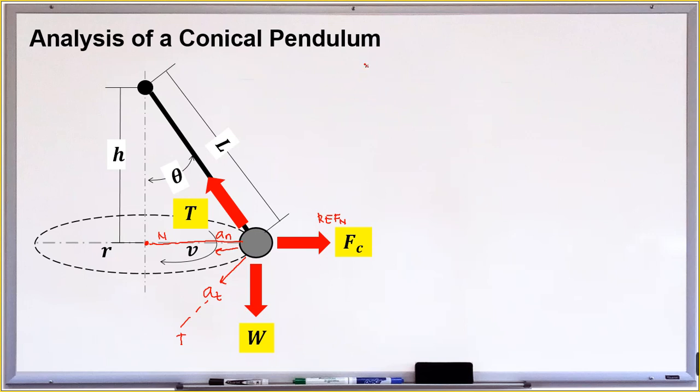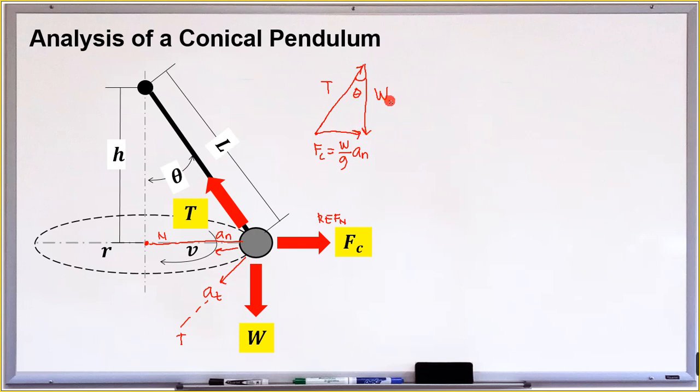So, we have the weight, then we have the tension, and then we have the centrifugal force. So, this is the weight, the tension, and the centrifugal force, which is equal to the weight over g times the normal acceleration. And this is our angle theta. So this is the building block of a conical pendulum.